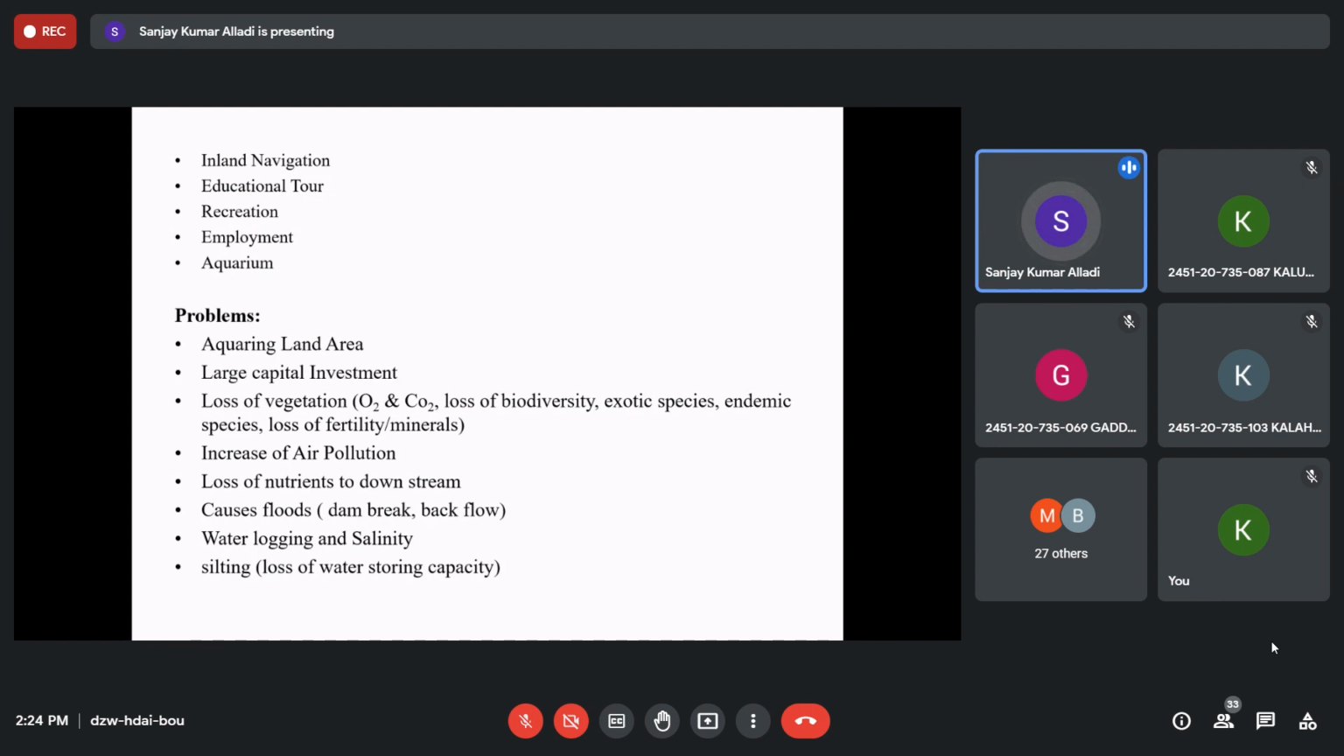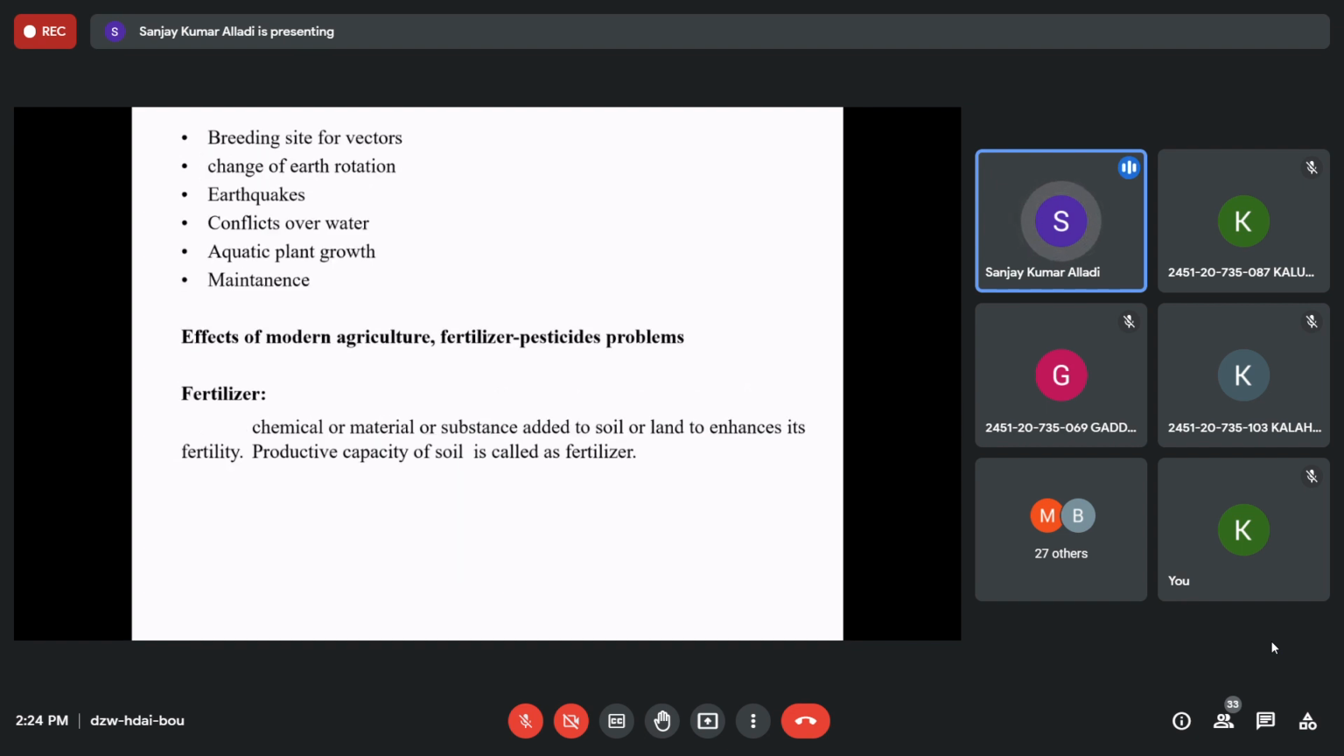So ultimately, what are fertilizers? Any material, substance, or compound which can improve the fertility of the soil or land, and that fertility is nothing but the productive capacity of the soil or land. And these fertilizers are of two types. One is natural and another one is synthetic, right?